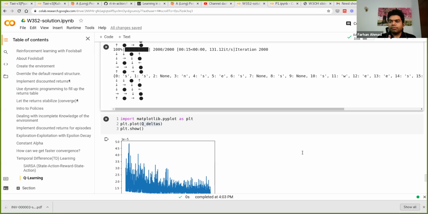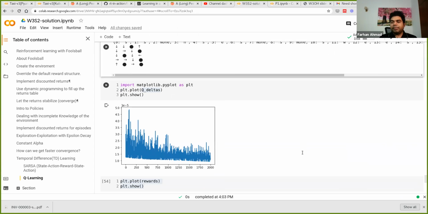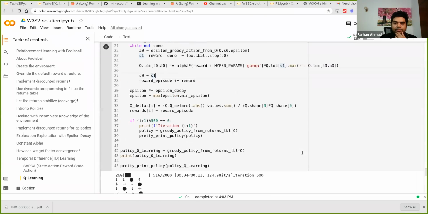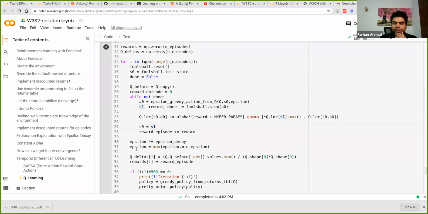And one thing that we could do is fall back to the approach that we were using earlier when we were using dynamic programming. So the idea was that we are basically trying to update the Q table, and if the Q table stops updating by much, then there's no point in having more episodes. So what I have done is inserted a little bit of extra code over here.